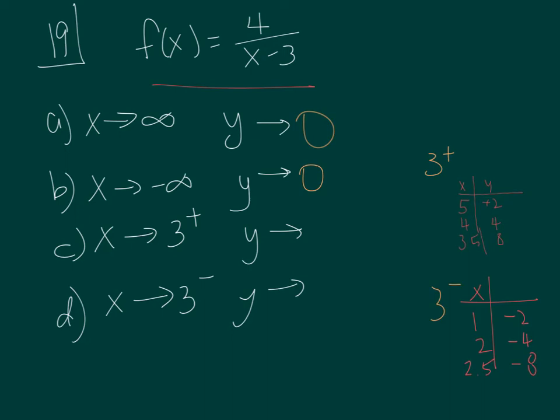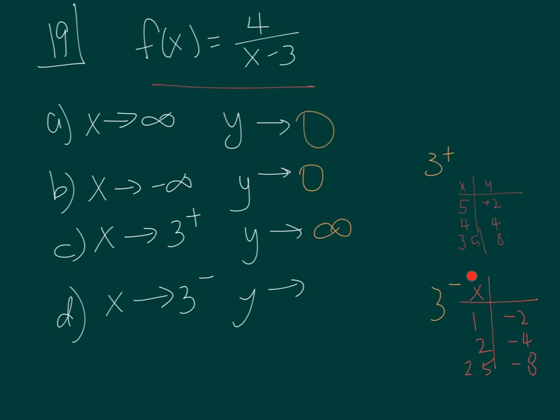Looking at going to 3 from the right side, I decided to set up a little table. So coming from the right side, that means greater than 3. I checked out 5 and got a y value of 2. Checked out 4 and got a y value of 4. Checked out 3.5 and got a y value of 8. If I were to continue, you'd see that it continued going up. So as x approaches 3 from the right side, we're going to go towards infinity.